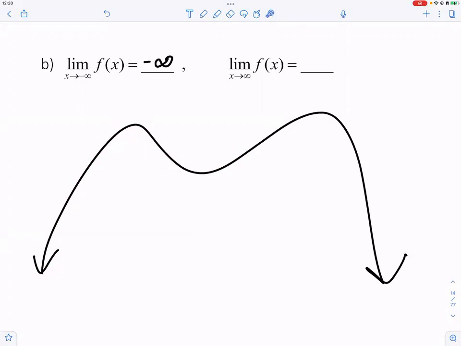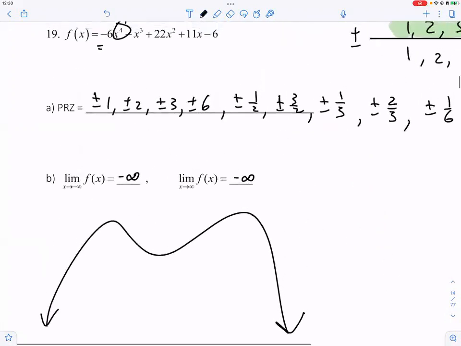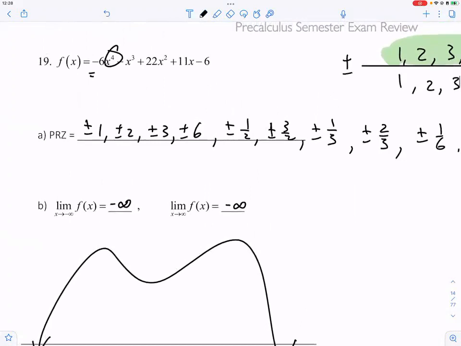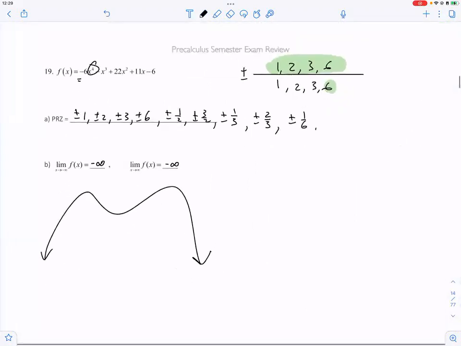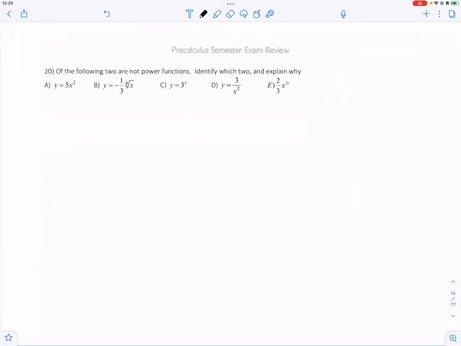Limit as x approaches infinity, meaning that if x is going to the right, where would the graph go? Well, it's going down again. So that's why for both of these two, we have negative infinity as the answers. Okay, all right.